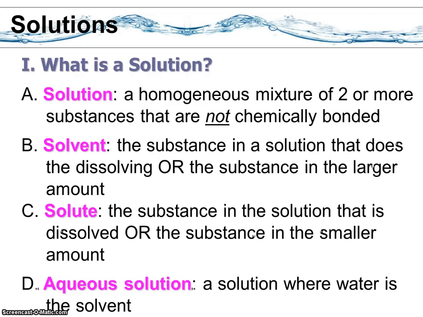Some parts of the solution you need to be familiar with are two terms called the solvent and the solute. The solvent is the substance that does the dissolving. So typically that's going to be water or alcohol or something like ethanol. And the solute is what is dissolved in the solvent. So if you had, for example, salt water, water is the solvent and salt is the solute.